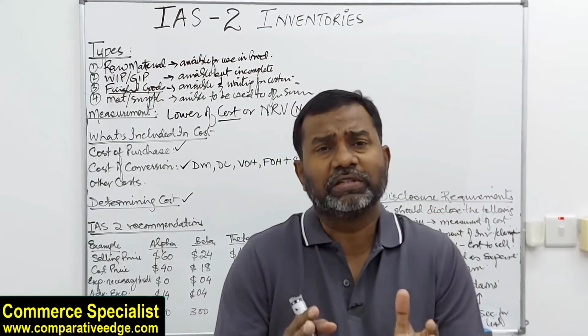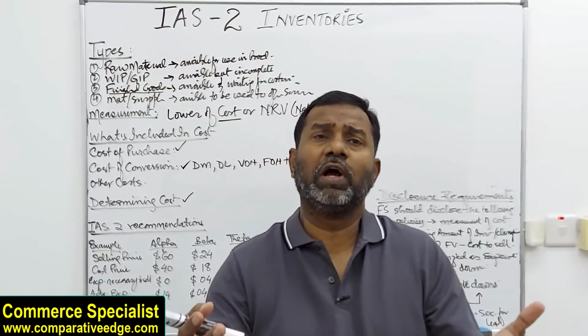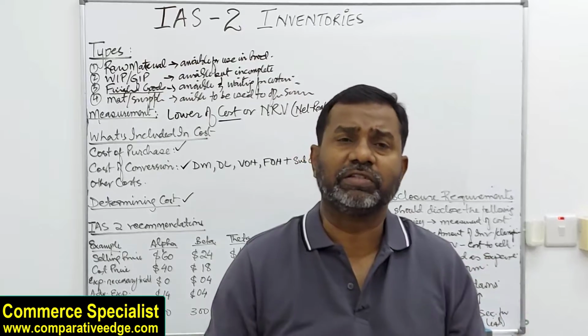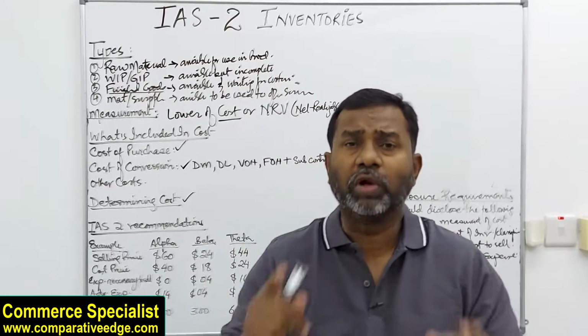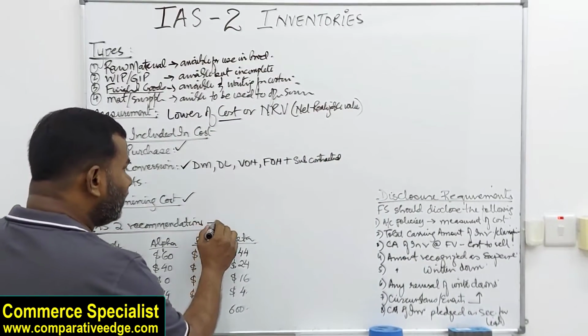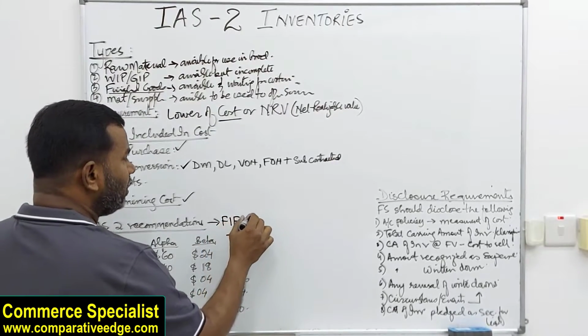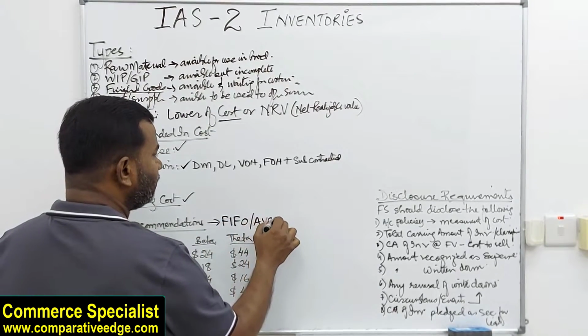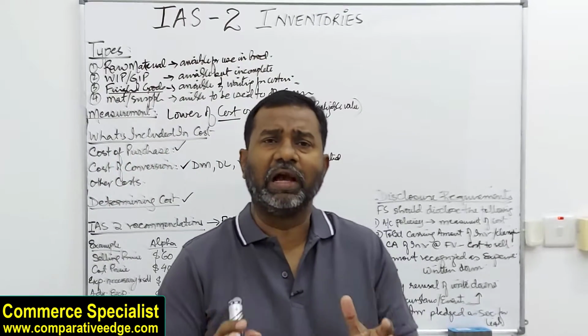But what you need to understand is that whether it be periodic system or perpetual system, we also have methods under each system, like first in, first out, last in, first out, average costing. What we need to understand is that in IAS 2, the recommended method is that inventory should be valued either using first in, first out or average costing. Last in, first out is not recommended by IAS 2.